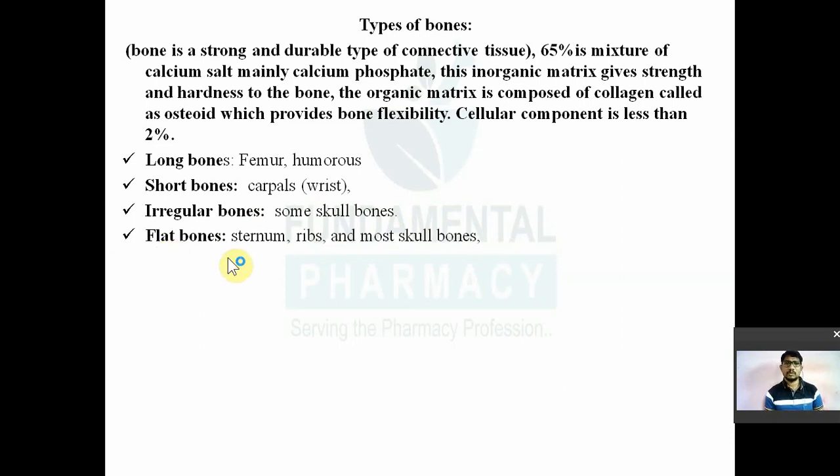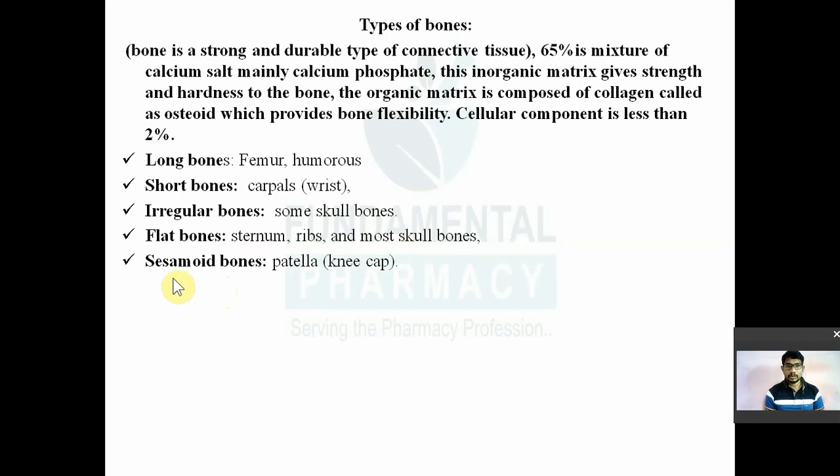Flat bones. There are certain bones which are flat in structure and shape. So if you see the sternum, जो आपका sternum है, it is also known as the breastbone. It connects your clavicle and thoracic cage. Then ribs are also flat bones. Most of the skull bones are also flat in nature. Some of them are irregular in nature.